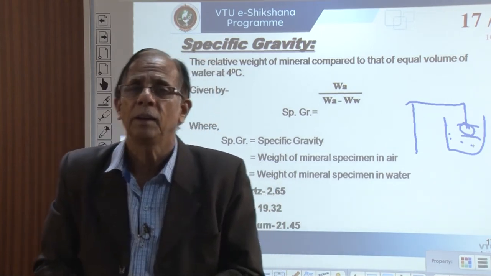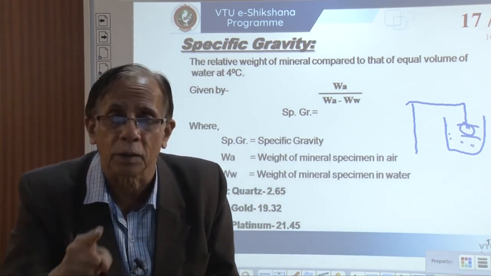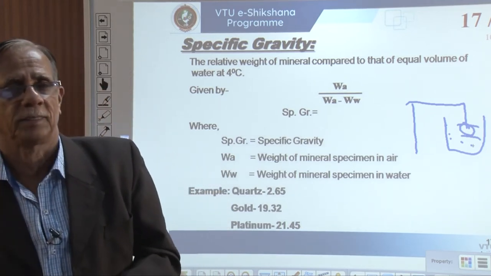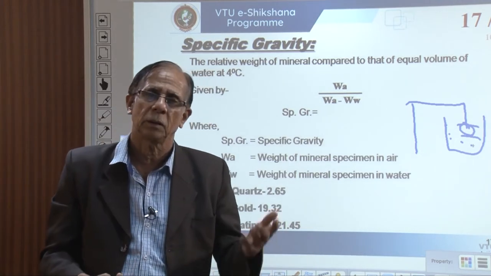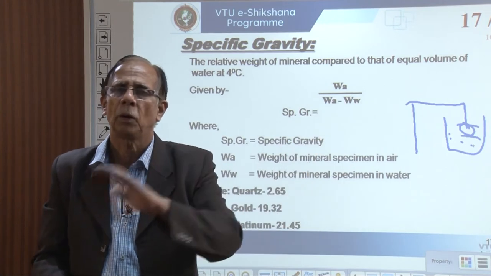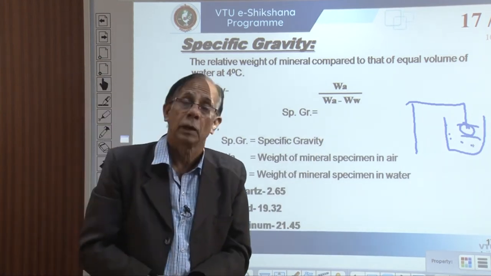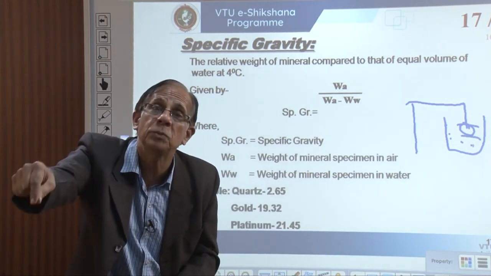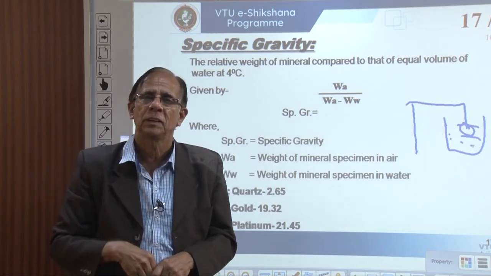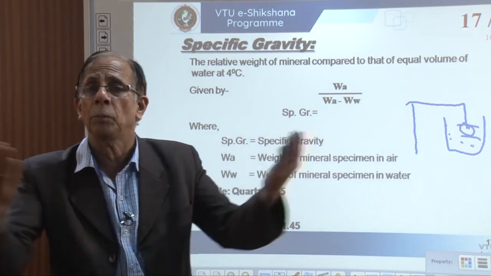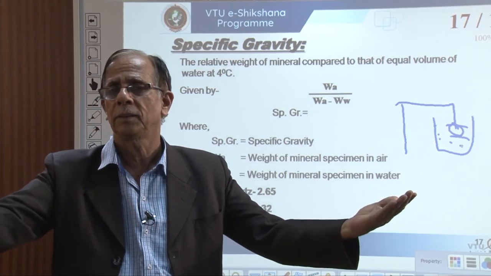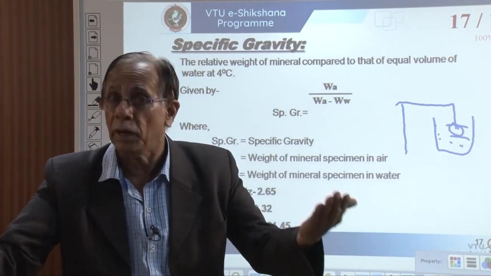Hematite mineral, ore minerals, oxide group minerals. Hematite, magnetite, pyrolusite, these are all oxide group minerals. They also have high specific gravity. How do I distinguish barite from magnetite or hematite? Both have high specific gravity.